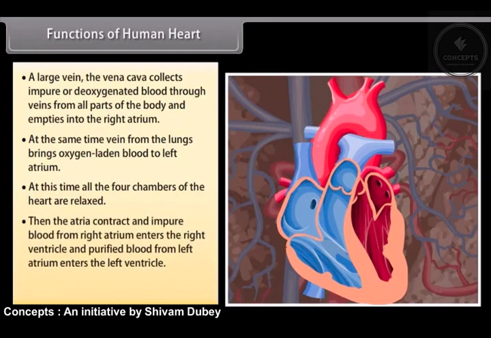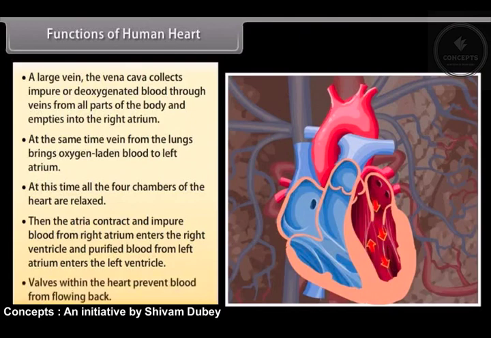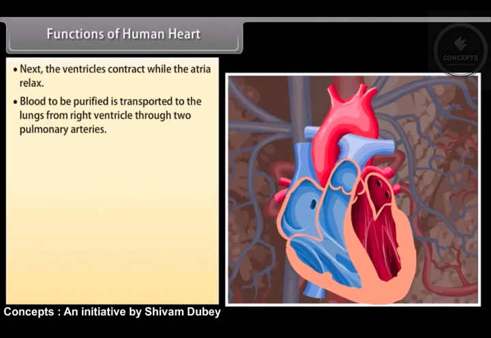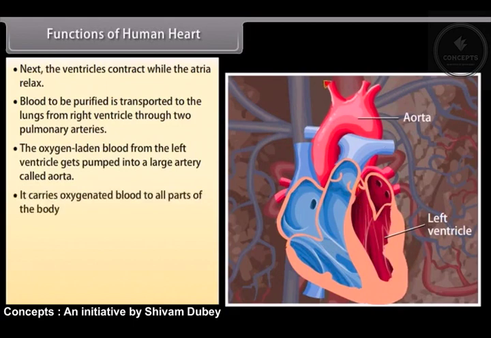Then the atria contract and impure blood from the right atrium enters the right ventricle and purified blood from the left atrium enters the left ventricle. Valves within the heart prevent blood from flowing back. Next, the ventricles contract while the atria relax. Blood to be purified is transported to the lungs from the right ventricle through two pulmonary arteries. The oxygen-laden blood from the left ventricle gets pumped into a large artery called aorta. It carries oxygenated blood to all parts of the body.